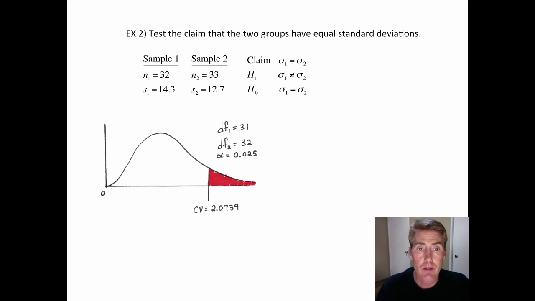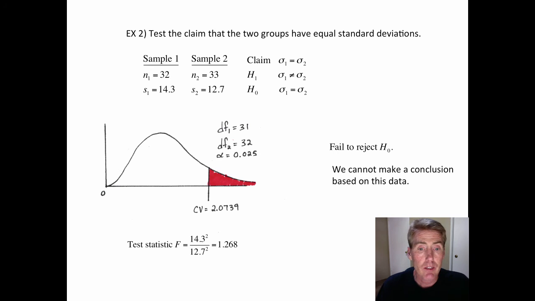All right, there's the setup. Now for the formula. Like I said, the formula is not in the calculator, but it's pretty easy. It's just this one squared divided by this one squared. So the bigger standard deviation squared divided by the smaller standard deviation squared. This turns out to be a 1.268, which is not big enough to go past the 2.07, so that means failed to reject. We did not prove anything. So we cannot make a conclusion. There's not enough evidence.